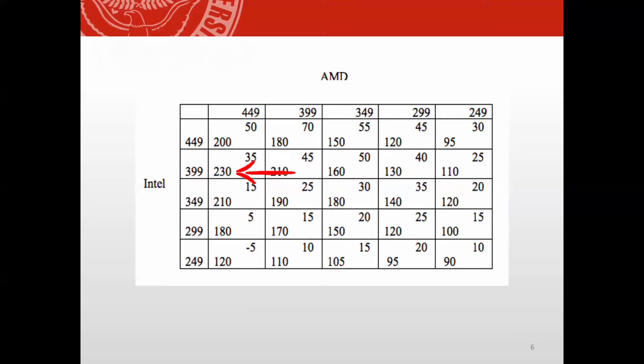And if AMD chooses 399, what's best for Intel? It's the 210. If AMD chooses 349, it's 180. And if AMD chooses 299, the best for Intel is 140. If AMD chooses 249, 120 is the best for Intel.